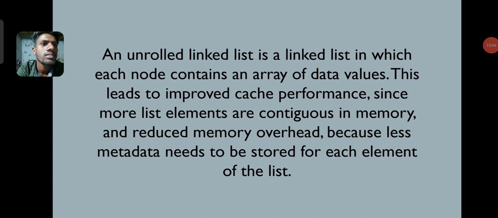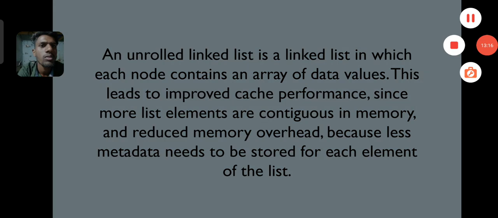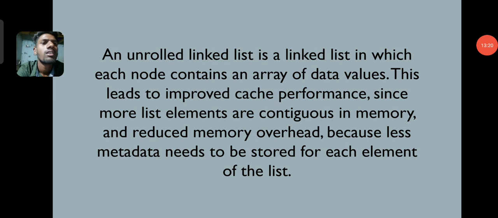An unrolled linked list is a list in which each node contains an array of data values. This leads to improved cache performance, since more list elements are contiguous in memory, and reduced memory overhead, because less metadata needs to be stored for each element of the list.